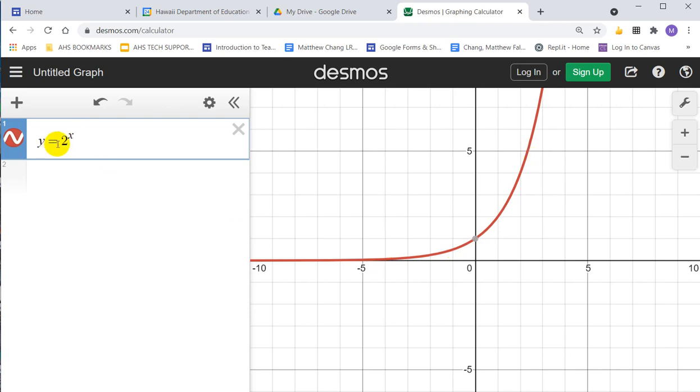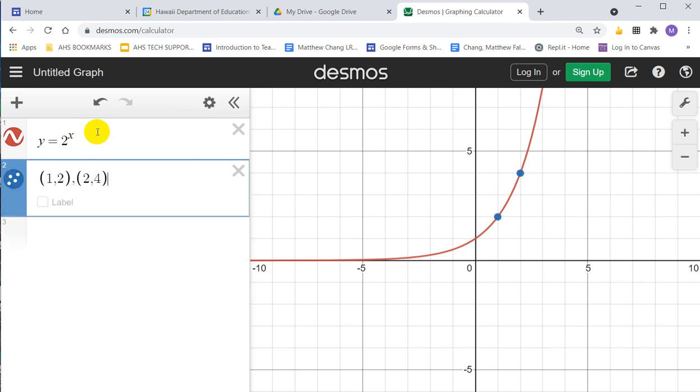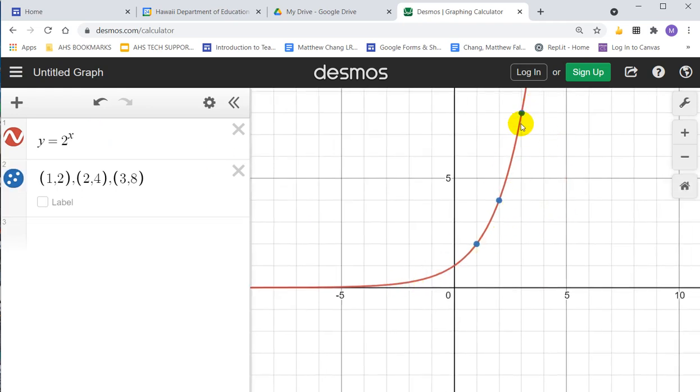For example, when x is 1, 2 raised to the first power is going to be 2. If I plug in 2 for x, 2 raised to the second power is going to be 2 times 2, and that is 4. And then 2 raised to the third power is going to be 8, so 2 times 2 times 2 is 8. So these are just some points that fall on this particular exponential function, right?